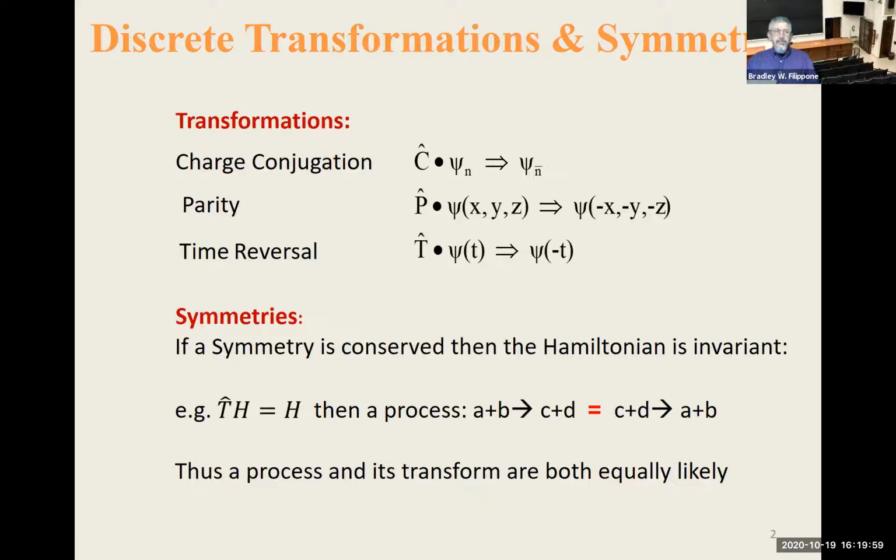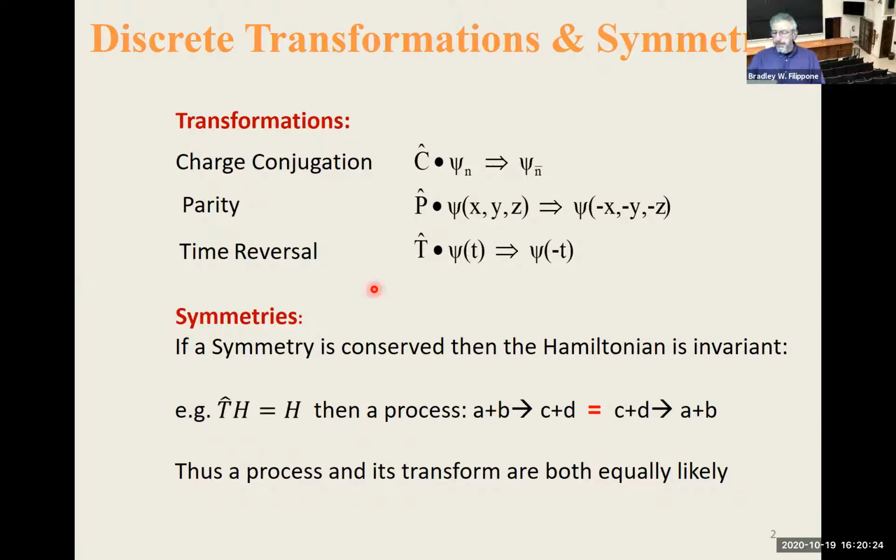So the discrete transformations or the discrete symmetries that we often talk about in quantum mechanics. First one is charge conjugation. You basically take a particle and turn it into its antiparticle. Parity flips the coordinates. So basically a vector turns into minus vector. And time reversal, you just reverse t.